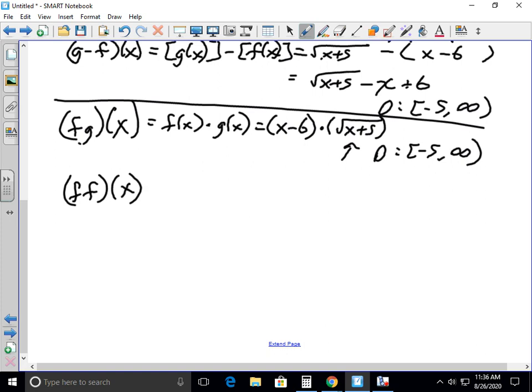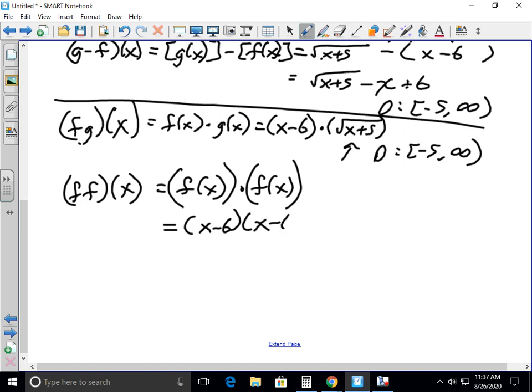ff is f times f, which is x minus 6 times x minus 6. We could multiply that out, which would be x squared minus 12x plus 36. Notice that would be squared, so the first one squared, the second one squared, and then their product. Their product is negative 6x. That would be twice. That's just using that shortcut.